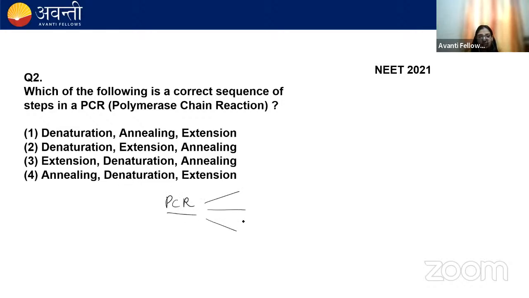So PCR includes 3 steps. Number 1 is denaturation, separation of the DNA fragment due to high temperature. Second one is annealing. We also call it primer annealing, where the primer joins to the strands of the DNA. Third one is extension. Once the primer is joined, now the Taq polymerase will keep on adding the nucleotides to the primer. So the first is denaturation, second one is annealing, third is extension. So the correct option is 1. I hope it is clear to everyone. They're asking about the correct sequence.